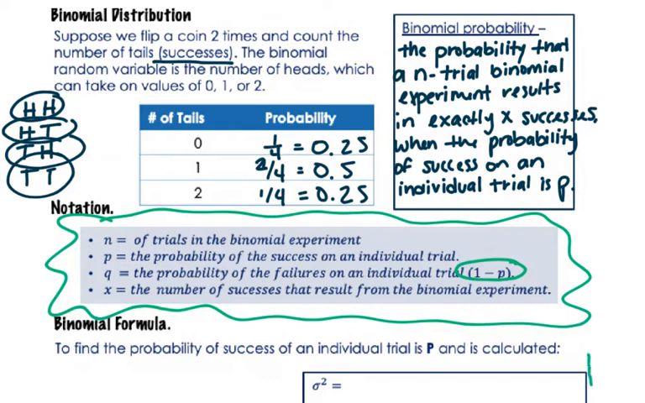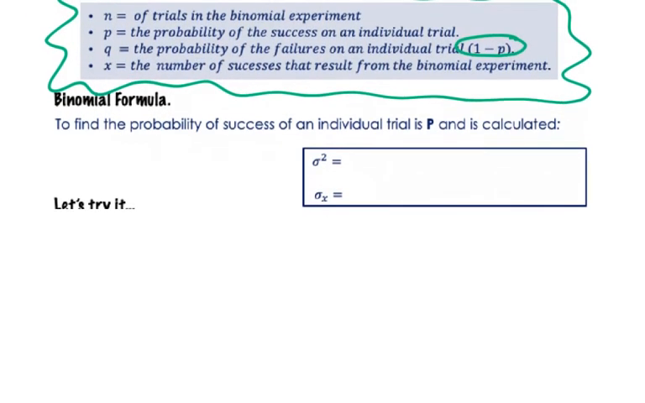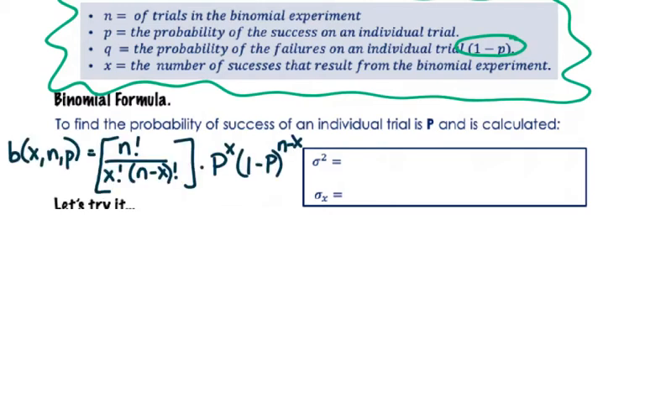Alright, so let me show you this crazy formula, because I have to. I'm sorry. Oh, it's really crazy. So the probability of x successes when the probability of success on an individual trial is p is calculated as follows. Here we go. That is a doozy. Sometimes you'll see it in a different format, but they all mean the same thing.